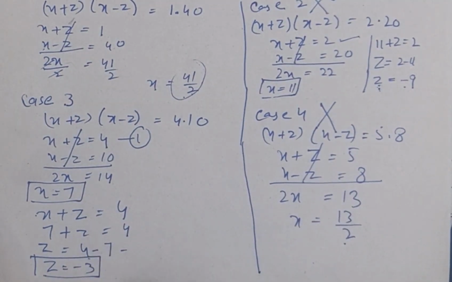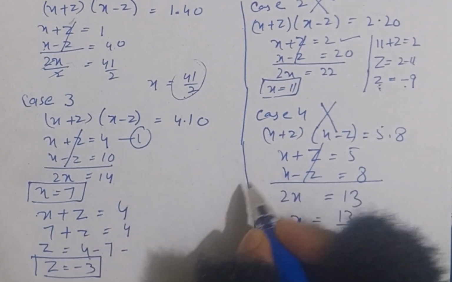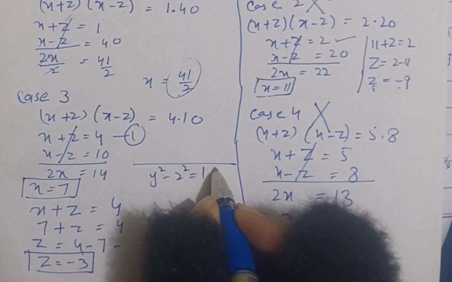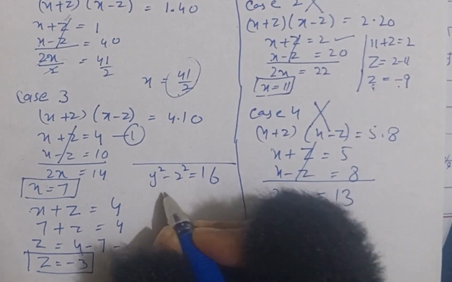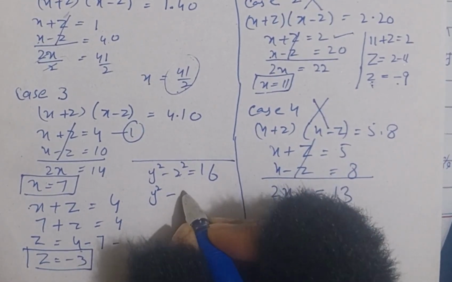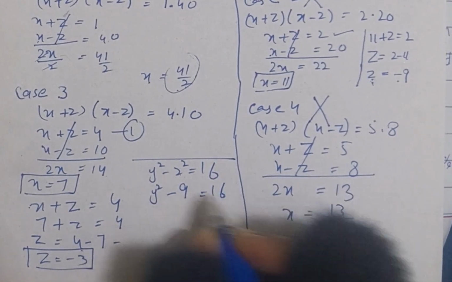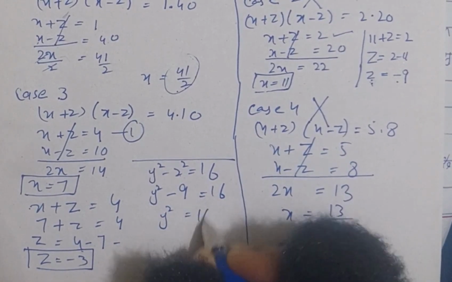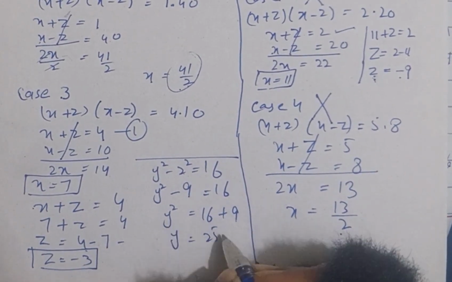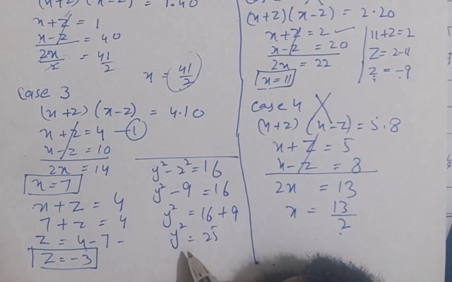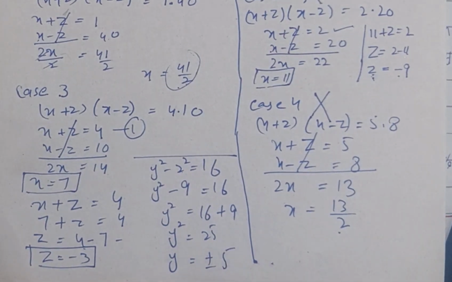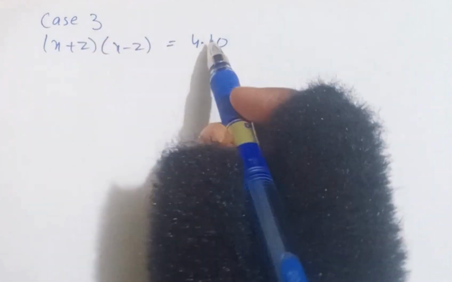For this, we substitute the value of z in equation number 2, and equation number 2 is y square minus z square is equal to 16. And z is minus 3, so y square minus 3 square, which is 9, is equal to 16. Add 9 on both sides, then we get y square is equal to 16 plus 9, and 16 plus 9 is 25. So y square is equal to 25. Take a square root on both sides, then we get y is equal to plus minus 5, and it is an integer solution.